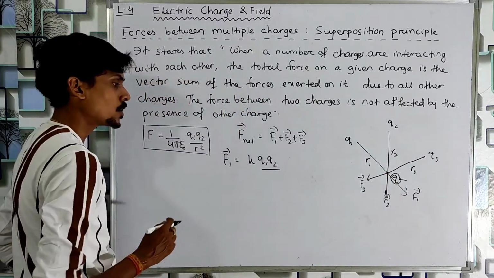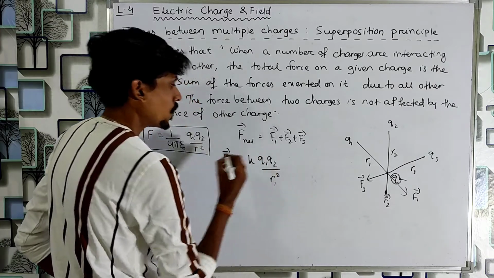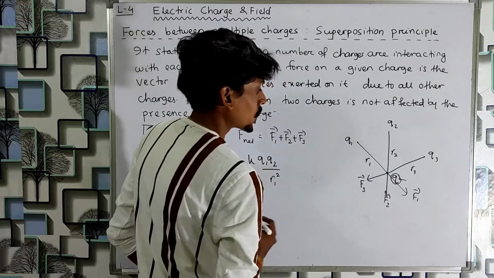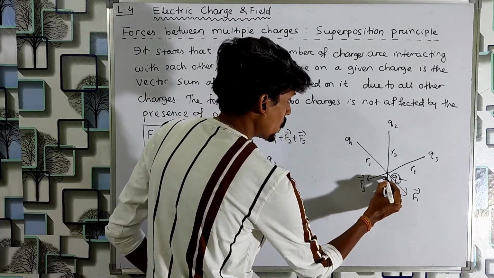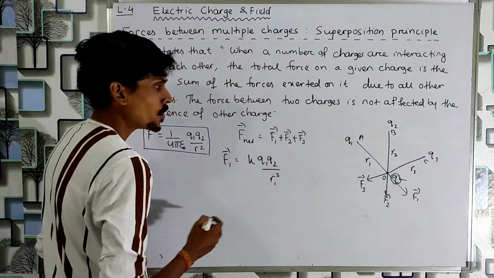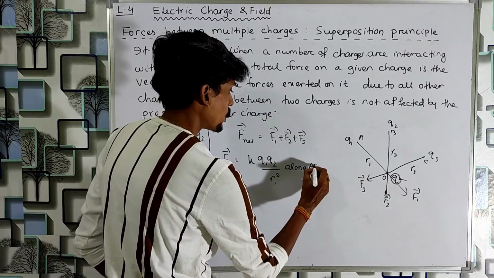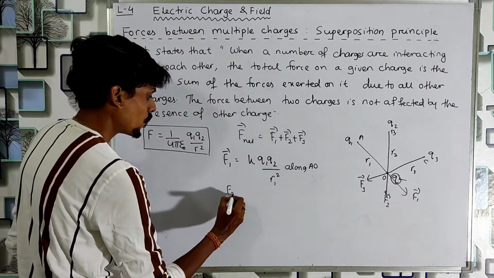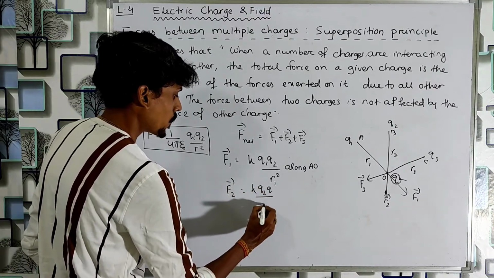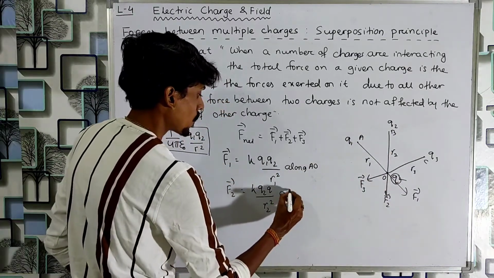So F1 vector will be how much? K Q1 Q2 divided by R1 square, and it will be directed along this direction. Let us say this point is O, this is A, this is B, this is C. So F1 vector will be along AO. Similarly, F2 vector is equal to K Q2 into Q divided by R2 square, and that force is along BO.